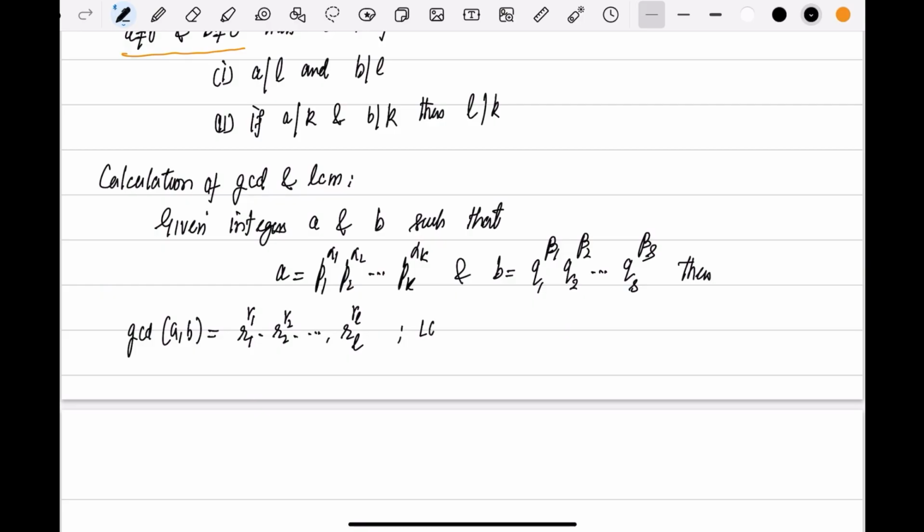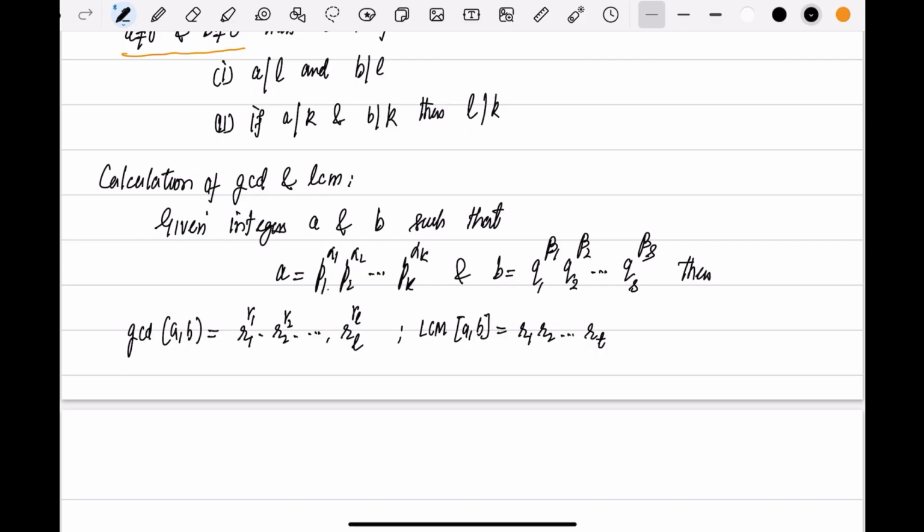And similarly the LCM of a and b. Now what we have to do for the LCM, we will pick up all the prime factors of a and b. So let's call the list of prime factors of a and b, suppose this is the full list of prime factors, r1, r2, and so on, rt. Now some prime factors may be repeated, but we don't have to repeat them here. We will list all the prime factors of a and b.